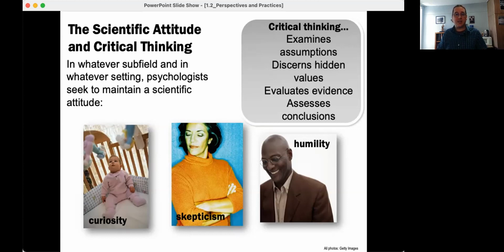And that's really the essence of what we want to do when we look at critical thinking. We want to examine assumptions. We want to discern hidden values, like taking care of themselves and exercising and maintaining relationships. And somebody that thinks critically also evaluates evidence and assesses the conclusion to make sure that it is sound. So when we're going through this course together, look at some of this, be skeptical of it, but be educated when you're skeptical.